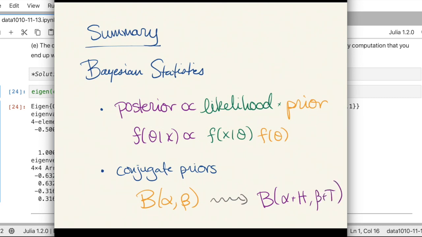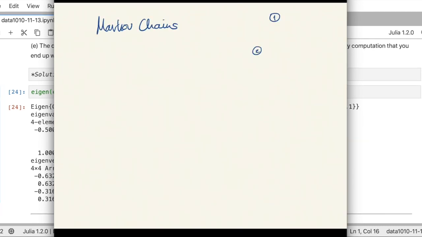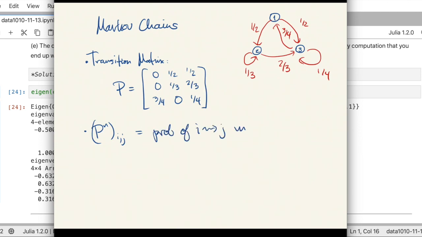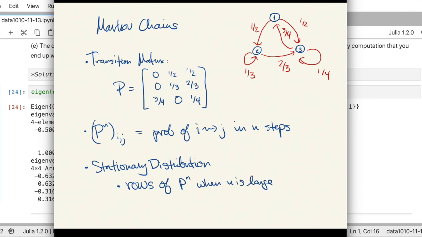Lastly, we talked about Markov chains, which are random walks that follow specified transition rules. The transition matrix of a random walk is the matrix whose ijth entry records the probability of transitioning to state j, given that you're in state i on a particular step. More generally, P to the n has the property that its ijth entry is the probability, given that you start from state i, that you'll be in state j after n steps. Lastly, the stationary distribution is what you get in each row of P to the n when n is large, and it's also the eigenvector of P transpose corresponding to an eigenvalue of 1.